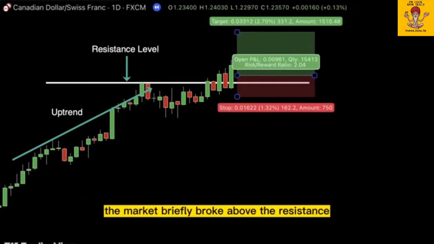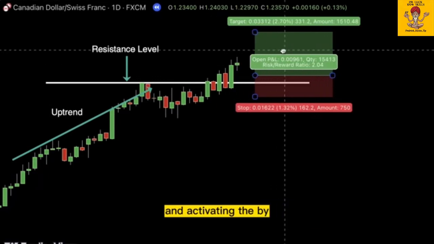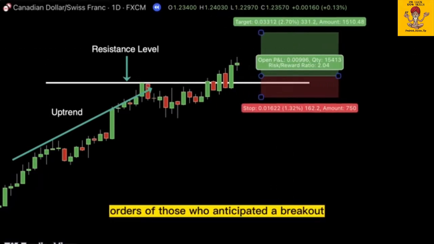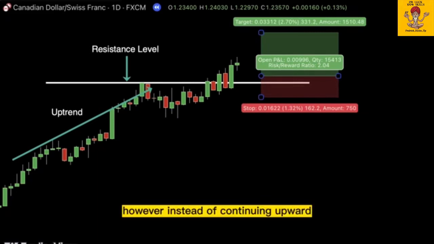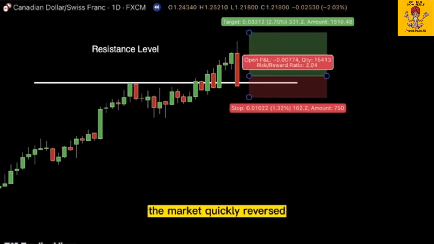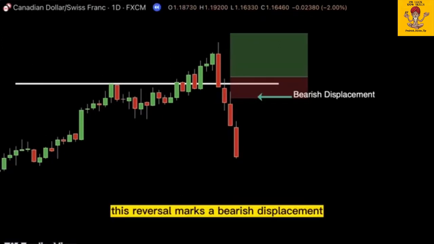The market briefly broke above the resistance, triggering the stop losses of short traders and activating the buy orders of those who anticipated a breakout. This move swept the buy-side liquidity resting above the resistance level. However, instead of continuing upward, the market quickly reversed, closing back below the resistance level and moving downward aggressively. This reversal marks a bearish displacement.